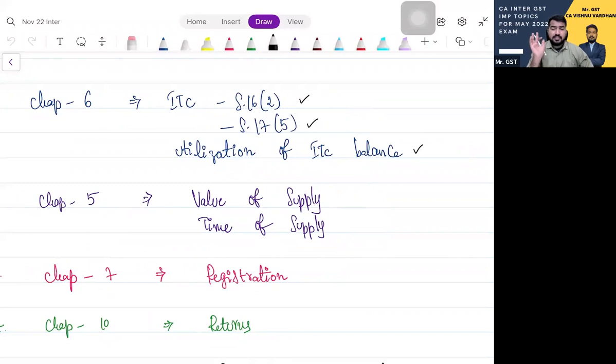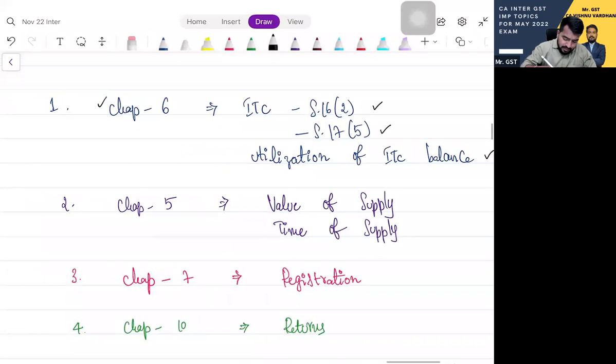That will definitely be tested in the exam, and along with that, most probably they might test value of supply concepts also. So chapter number 6 and chapter number 5 are going to be very crucial for you in the main exam. Chapter 6 is tested in the first question, and most probably also in the subsequent questions. So 6 and 5 are very crucial.